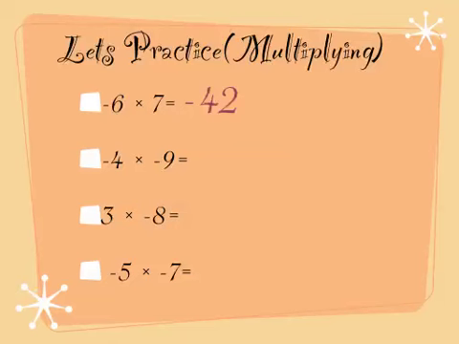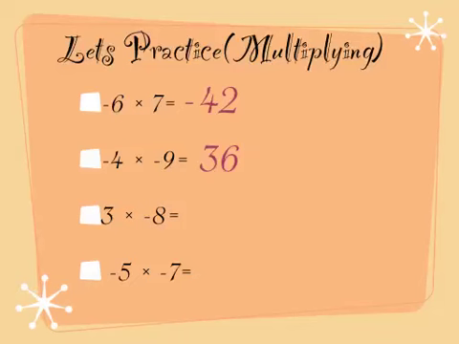The second example says -4 times -9. Here I have the same signs because both are negative numbers. A negative times a negative equals a positive. 4 times 9 is 36.